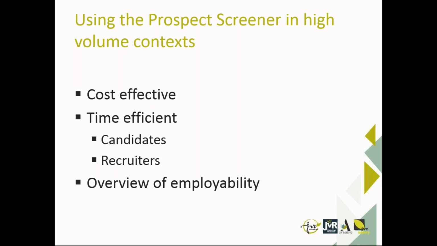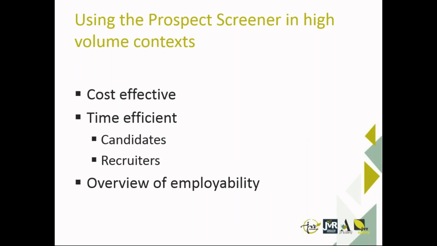It's time effective in that candidates do not have to sit completing over 3 hours' worth of assessments for a job that they have no chance of getting, while the prospect screener only takes 15 to 30 minutes to complete. So it's quick for the candidate to complete. They are likely not to be highly anxious while completing it, given it's not a very long test. It's very early in the process.